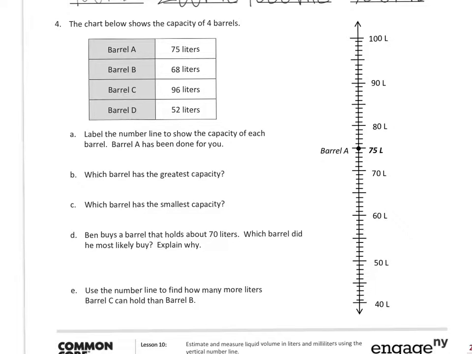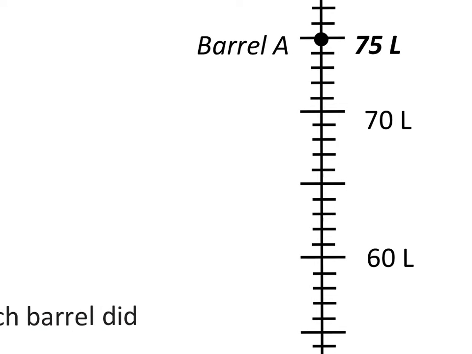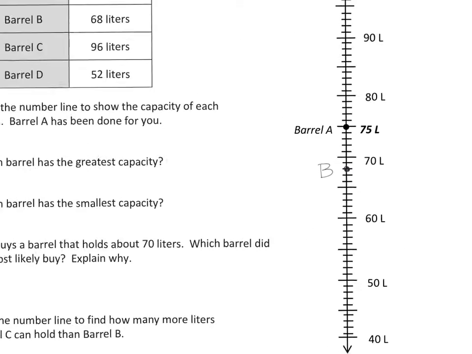So I need to find 68 on my number line. Where would I find 68 on my number line? Well, I know 68 is going to be between 60 and 70. So if I zoom in here, 60 and 70, I have 60. I know my halfway is 65, 66, 67, 68. So my line's going to go right here on 68, and I'm going to label that with a B. And you can write barrel B if you would like, but B is fine.